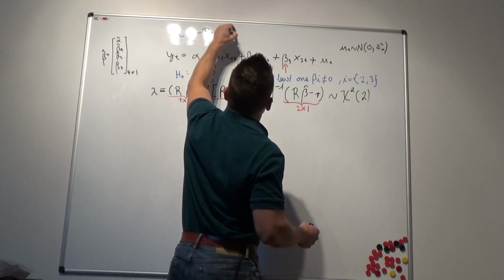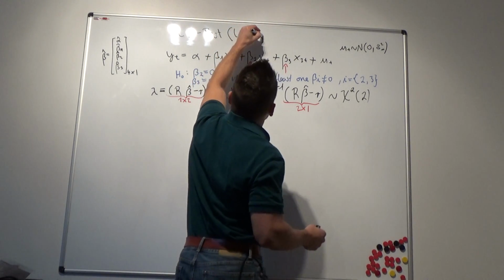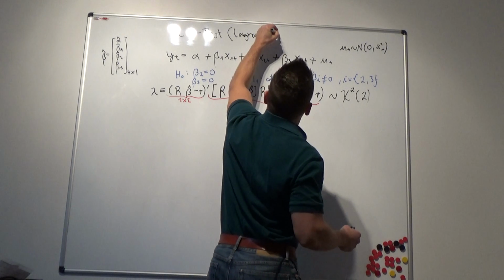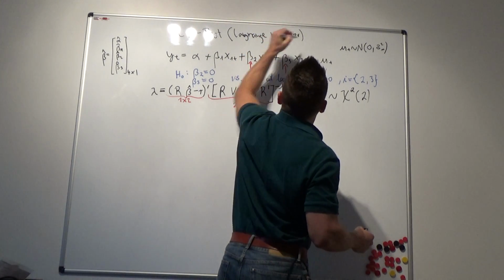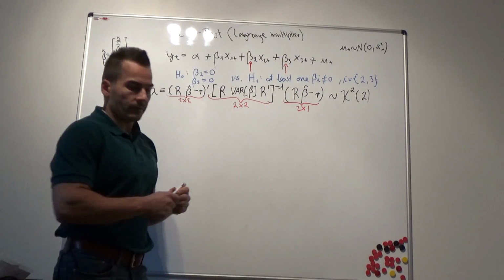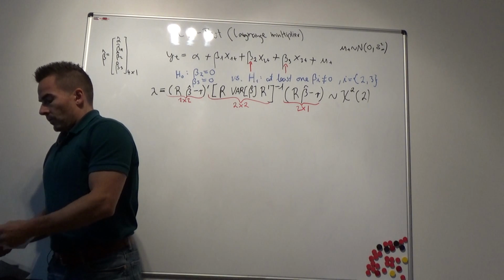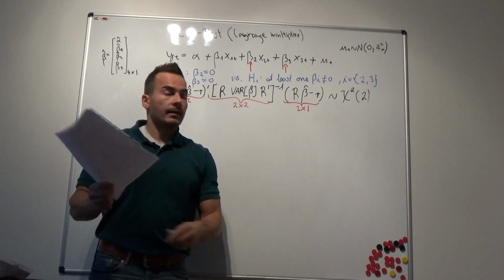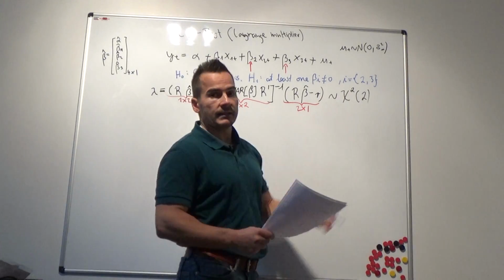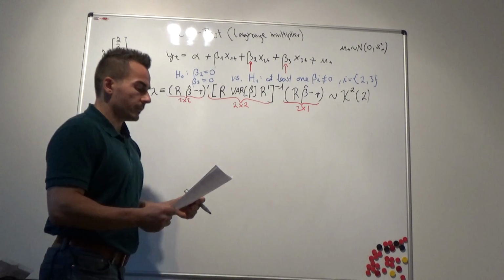And LM stands for Lagrange multiplier. The Lagrange multiplier test. So how does it look if we implement the LM test instead? And again, the reference distribution is exactly the same, but how it's derived is different.